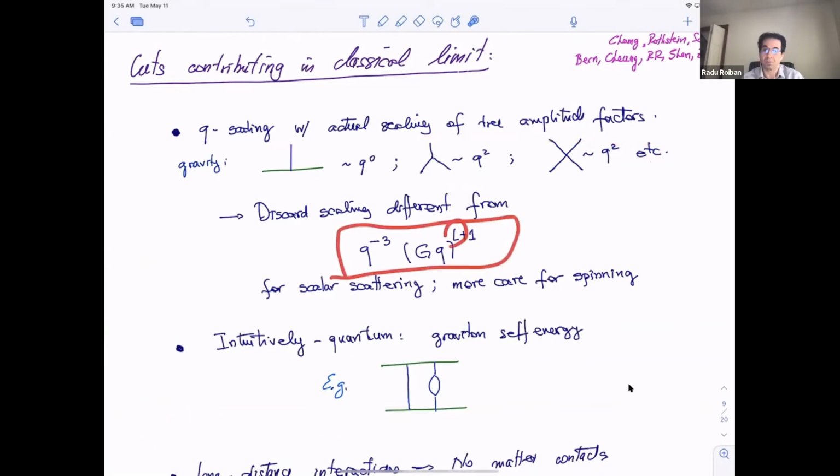L loops. And that's for scalar scattering. If one has scattering of particles with spin, then things become a little bit more intricate and more care is needed. But if we restrict, for the sake of the discussion here, to scalar scattering, anything that doesn't scale like this can be discarded. There is of course a log when L equals 2.